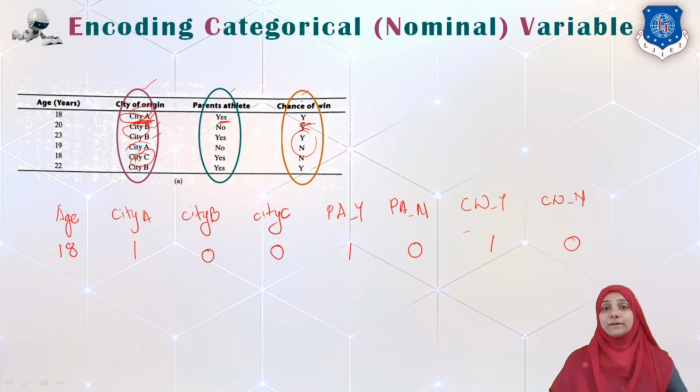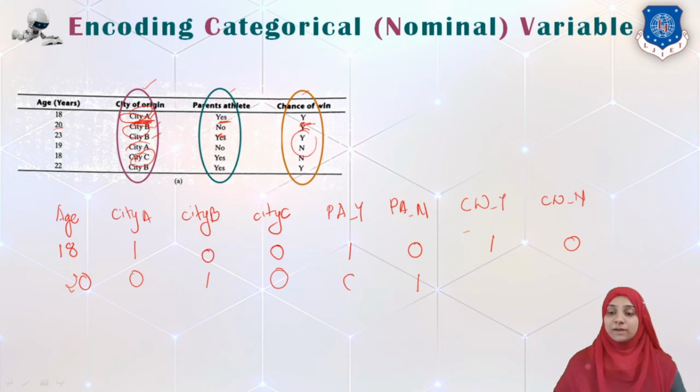Let me work through row number 2. Row number 2, the student has an age of 20. City belonging is city B, so we will have value 1 over here, and at city C and A we will have value 0. If parents are not athletes, we will have the no category with 1 and the yes category with 0. Are there any chances of win? Yes, then we will have 1 in the yes category and 0 in the no category.